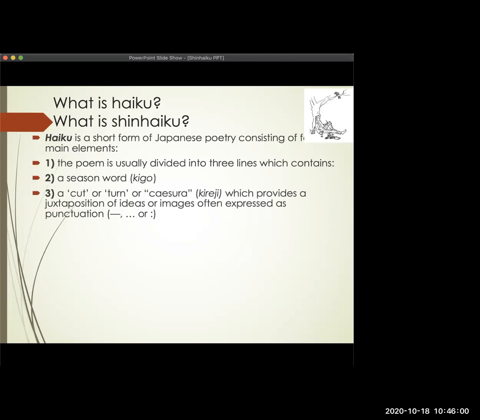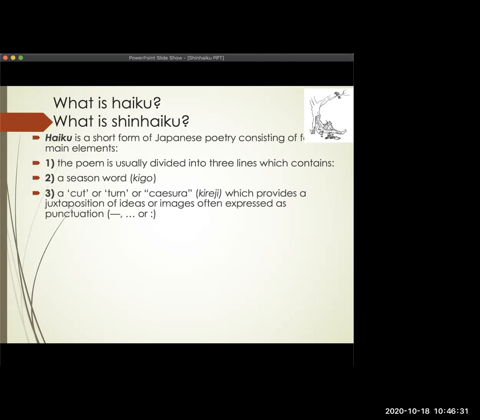Okay, the third part of haiku is what we in Japanese call kireji. It's also called the cut or the turn. As a literary device, it's called the caesura. It provides juxtaposition. For example, there'll be two lines, and then the poem will turn, and the scope will go way out or way in, or it'll be a different idea that you wouldn't think would be connected, but actually it is, and it makes the poem into one whole.